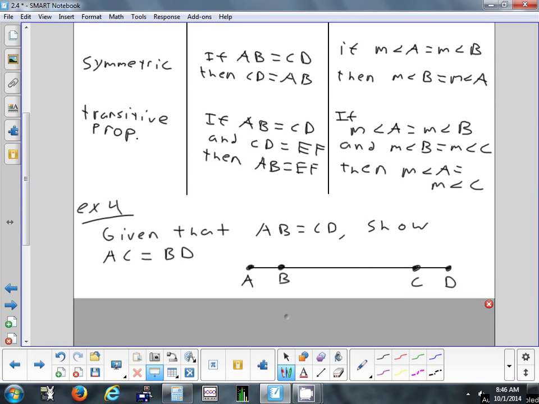Okay, so here's a proof that's a little bit more geometric. I'm going to tell you that AB and CD are the same length. Okay, that's given. I want you to show or prove to me that AC and BD are the same length.